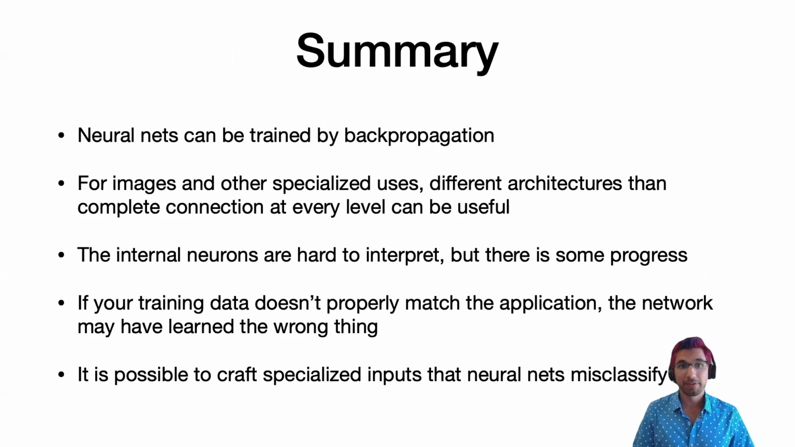If your training data doesn't fully match the application, the network may often turn out to learn the wrong thing, just as humans often learn some stereotypes and prejudices rather than the real pattern that actually matters. And then there are interesting cases where it's possible to craft specialized inputs that will fool the neural networks.